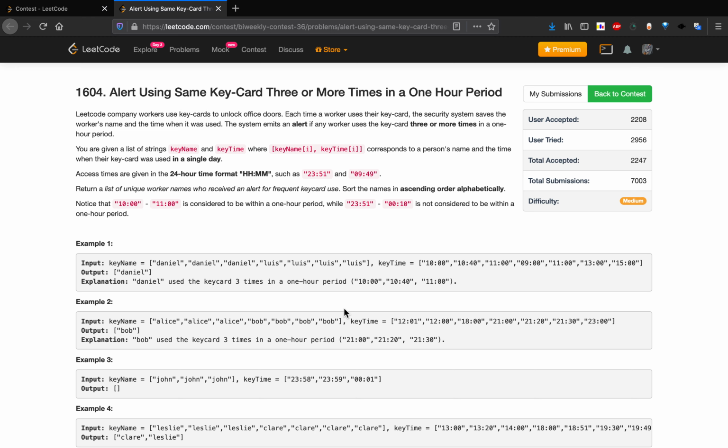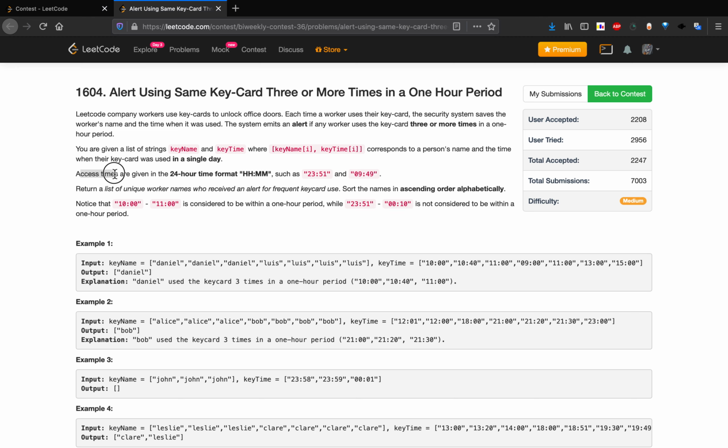and key time I correspond to a person's name and the time when their key card was used in a single day. So here we need to consider only a single day. So let us say 2351 and 0010, this will not be considered because here the day changes, right? So we need to consider only the card usage for a single day.